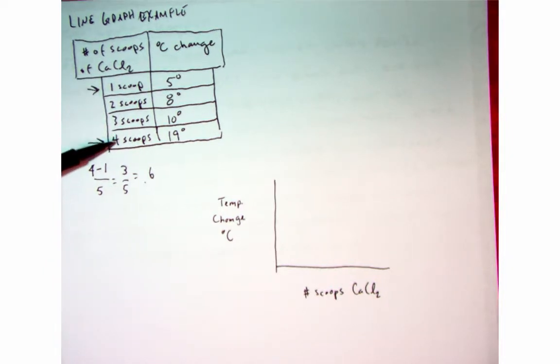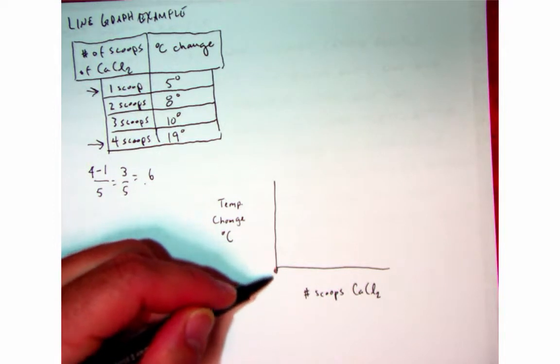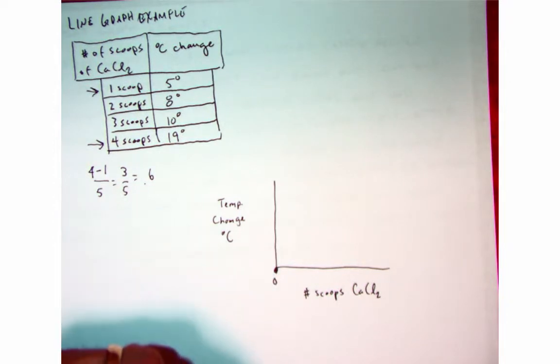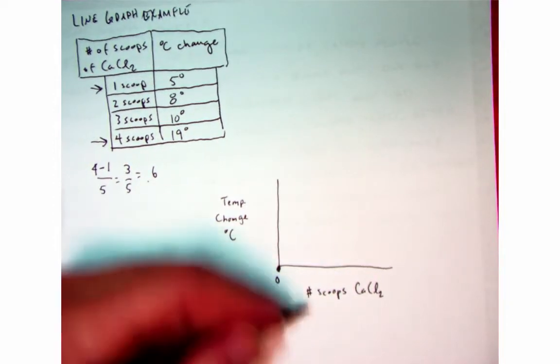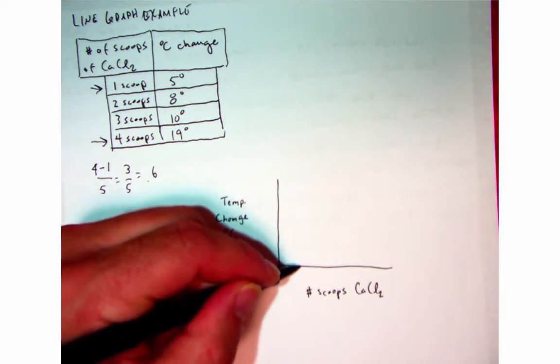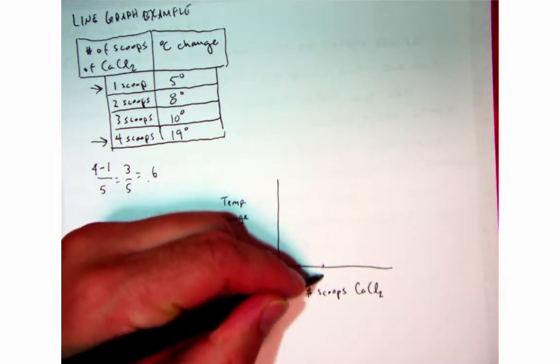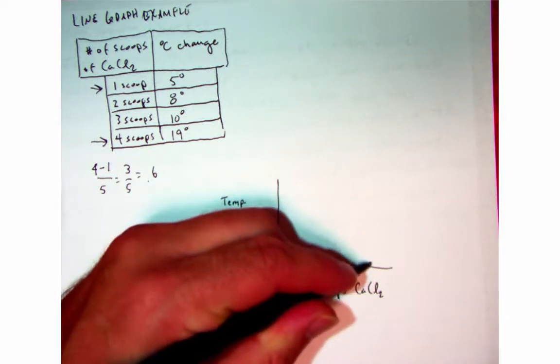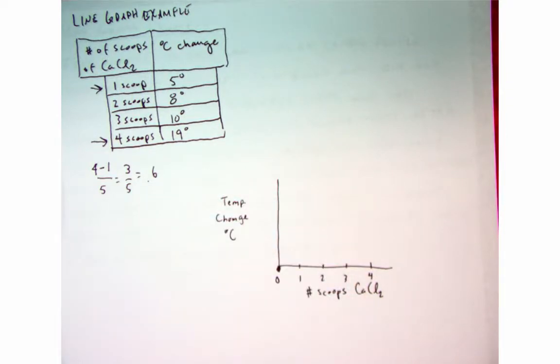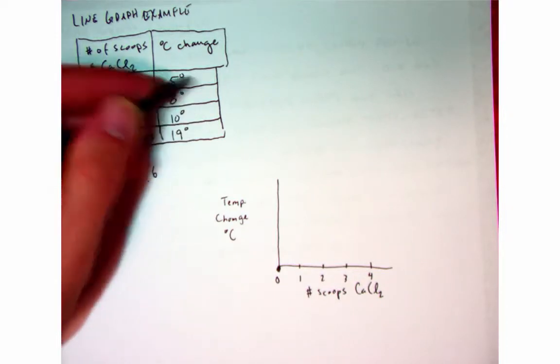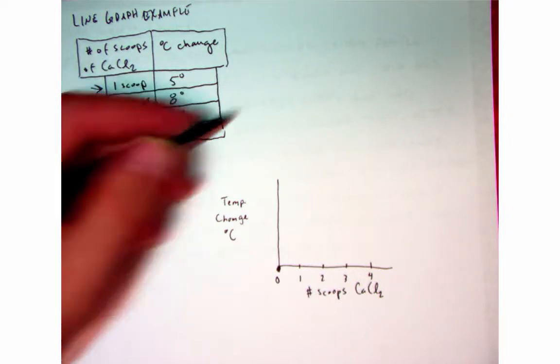And I am going to start at 0 on this one. So I'm going to make a 0 mark here. And then I'm going to make a 1, a 2, a 3, and a 4. All right, so that's the x-axis. Now the y-axis goes from 5 to 19. So let's see what that gives us.